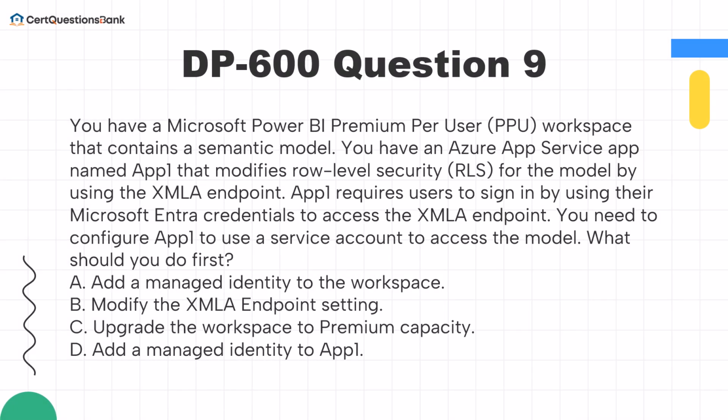You have a Microsoft Power BI Premium per user (PPU) workspace that contains a semantic model. You have an Azure App Service app named App1 that modifies row-level security (RLS) for the model by using the XMLA endpoint. App1 requires users to sign in by using their Microsoft Entra credentials to access the XMLA endpoint. You need to configure App1 to use a service account to access the model. What should you do first?